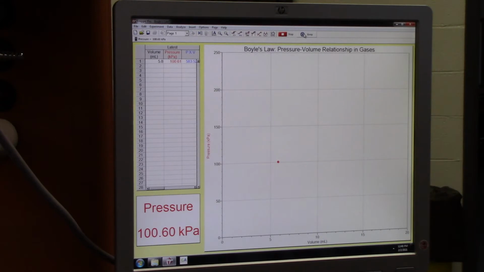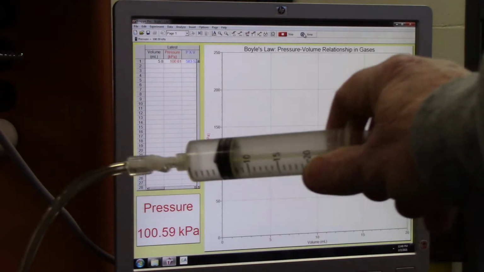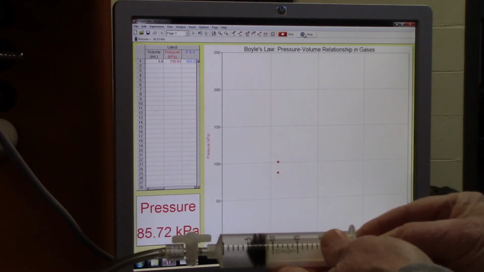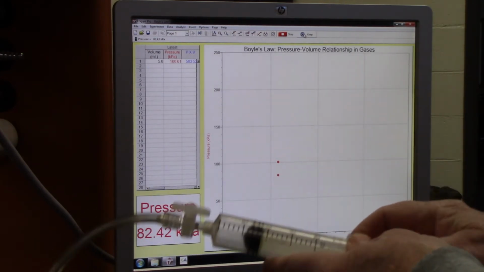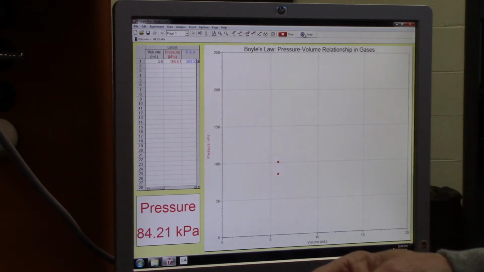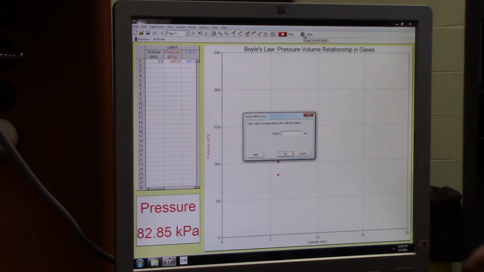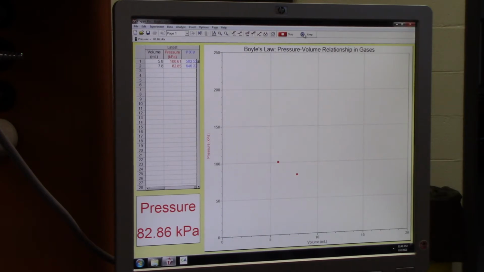Okay. All right, next thing I'm going to do is change the volume in the syringe. So I'm going to change the volume to 7. Now it requires a little bit. I'm going to have to hold it there. If I let go, it's going to go back down to 5. So I'm going to have to hold it there, and I'm going to have to record the data. Okay, and again, it says 7, but really I want to put 7.8. Okay, I got 2 points.